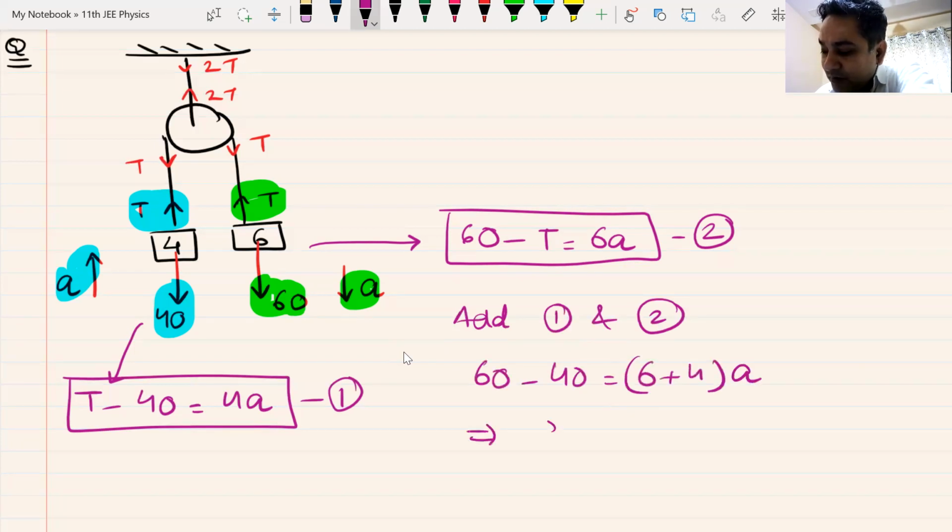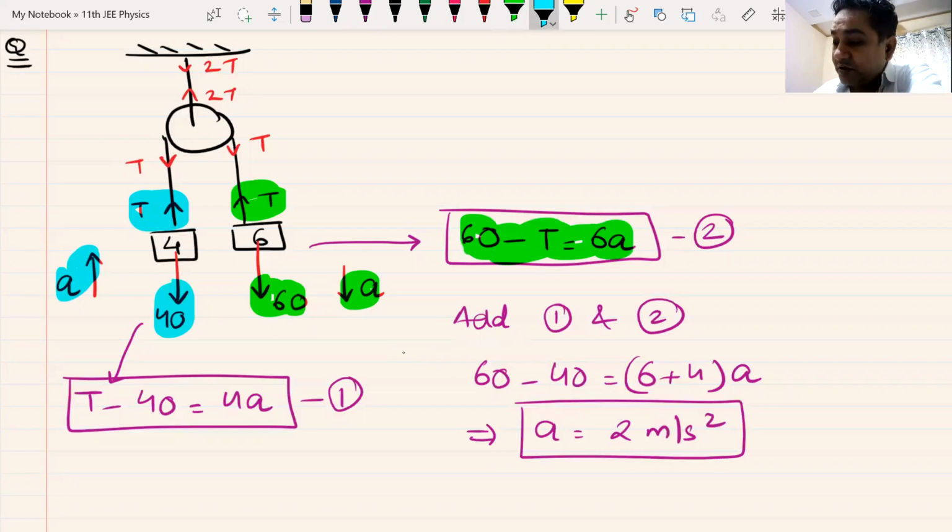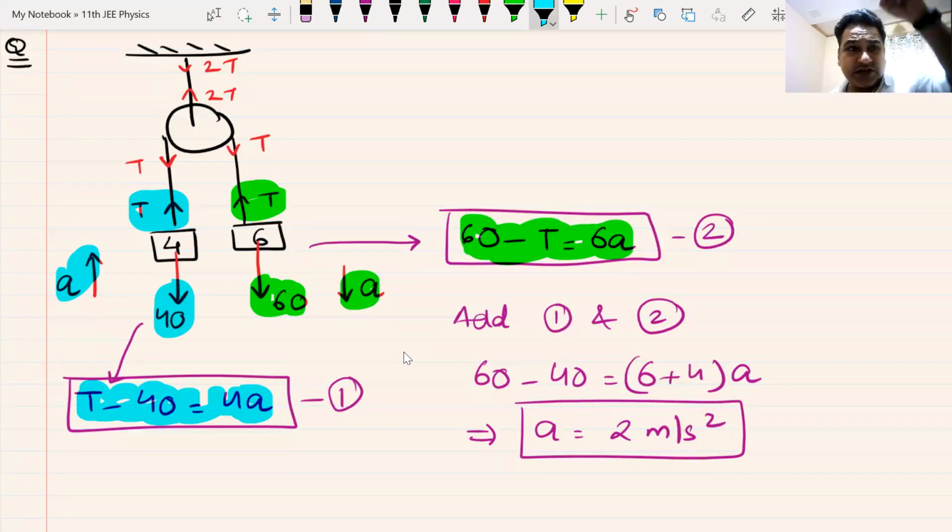That will give me A as 2 meter per second square. You can put the value of this A in any of the equations. You would be getting the value of T. Once you get the value of T, the tension in the upward string will be twice of T.